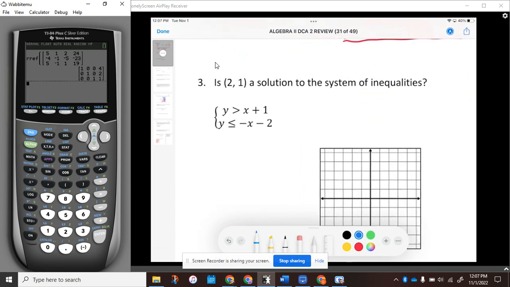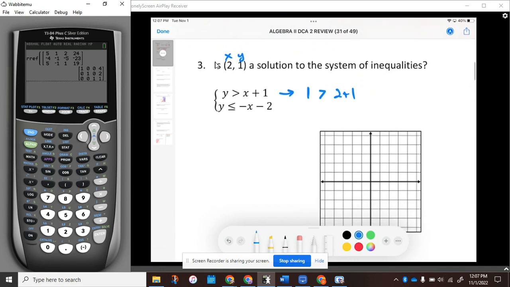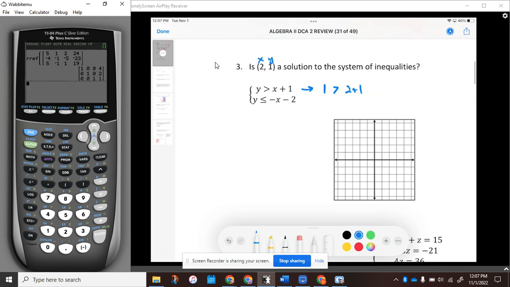Okay, you see that point that it gives you, that's an x value and a y value. And so if we substitute those things in, we get 1 on the left side, and we get 2 plus 1 on the right side. And you just ask yourself, is 1 greater than 3? Absolutely not. So since the point does not fit in the first inequality, you can automatically say, no, it is not a solution.